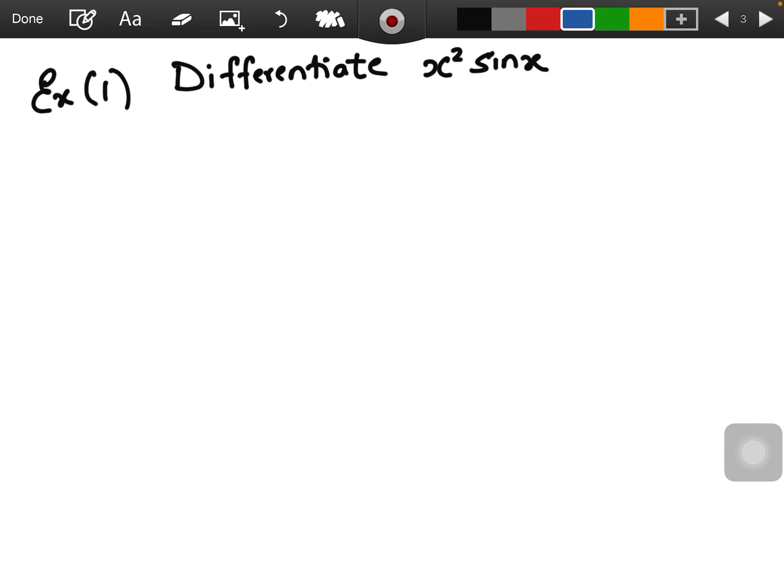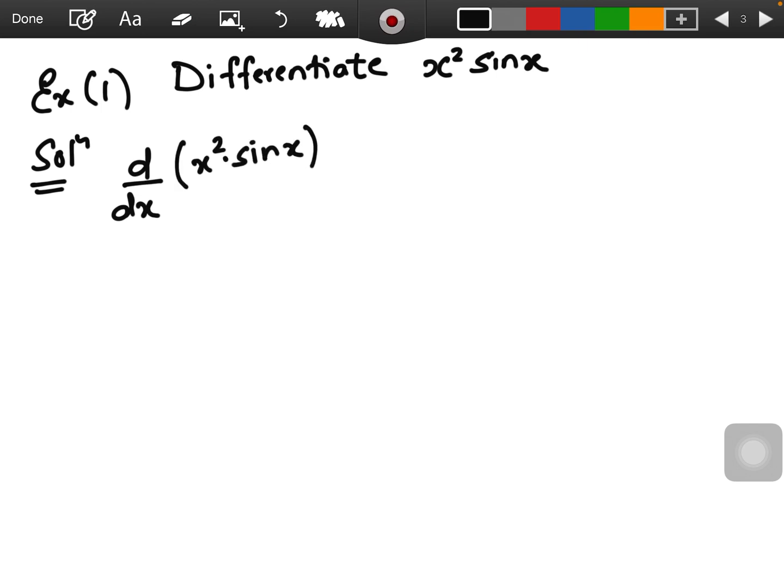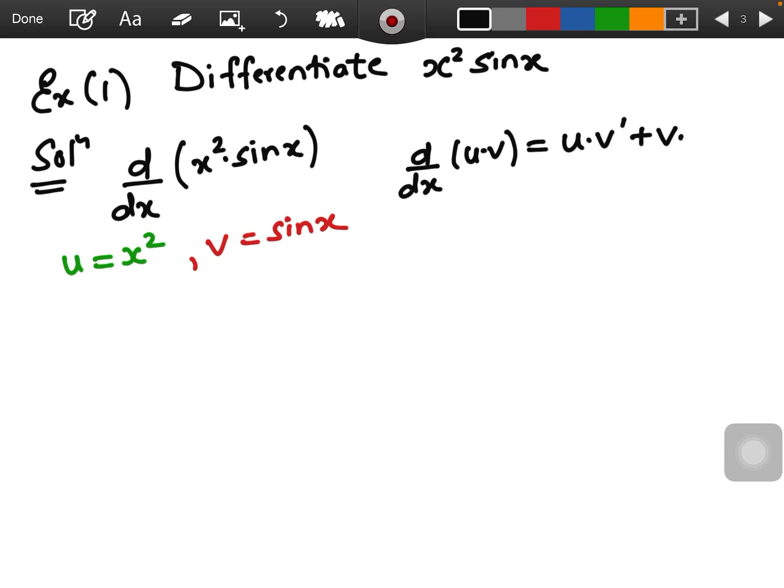So we'll understand this by using one basic problem, that we have to differentiate x square into sin x. So let's start. We have to differentiate obviously with respect to x, because here you can see only the variable x. So let's start with d/dx of x square into sin x. If we compare here, in our problem u will be the first function x square and v will be sin x. So what is the formula? Let's recall the formula first. So d/dx of u into v equals what? u into v prime plus v into u prime.